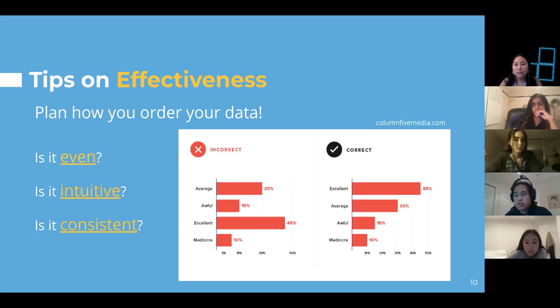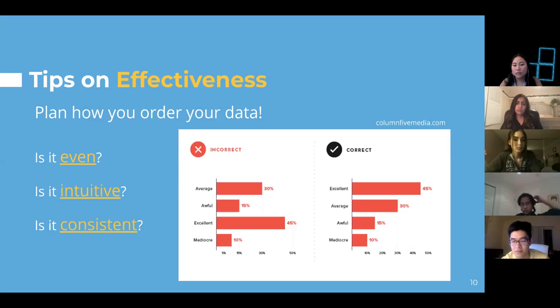The first ordering issue is probably the most obvious one and probably a little exaggerated, but if you look on its axis, it's ordered by average, then awful, then excellent, then mediocre. You guys can probably all understand why that's wrong. So you should have your categories in a descending or ascending order.